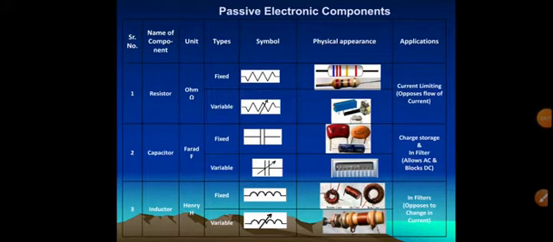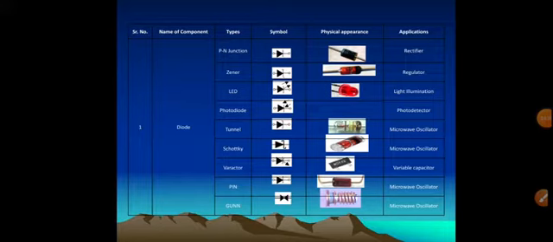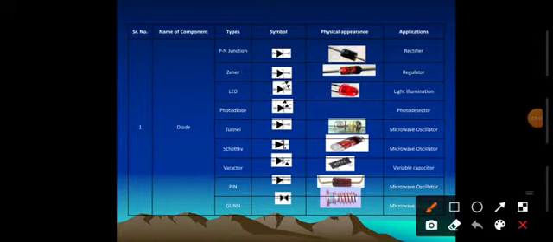Now let us move to the next slide. Here you can see the active components. The first active component is the diode. There are many types of diodes. Basically, the first type is the PN junction diode. That is important for us.